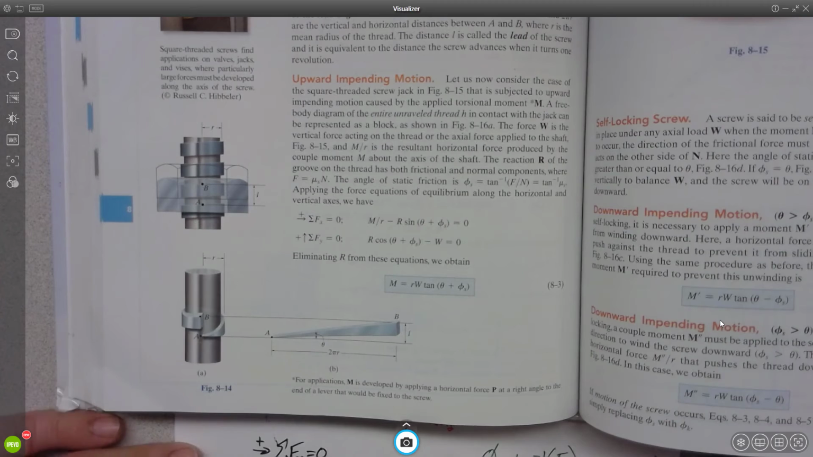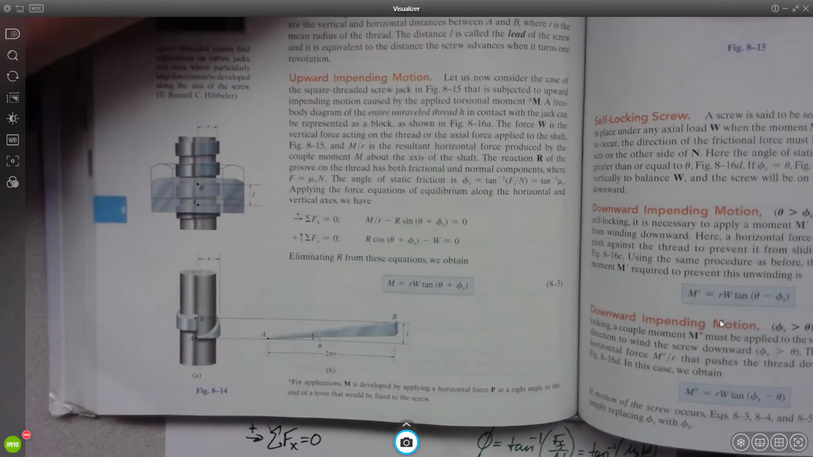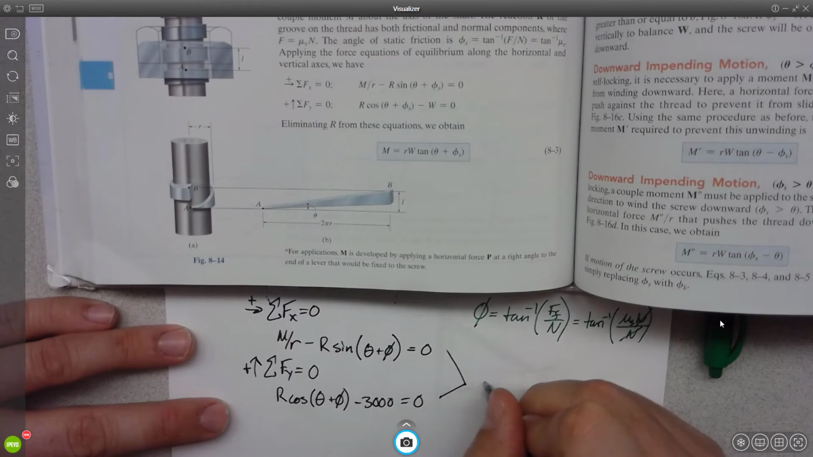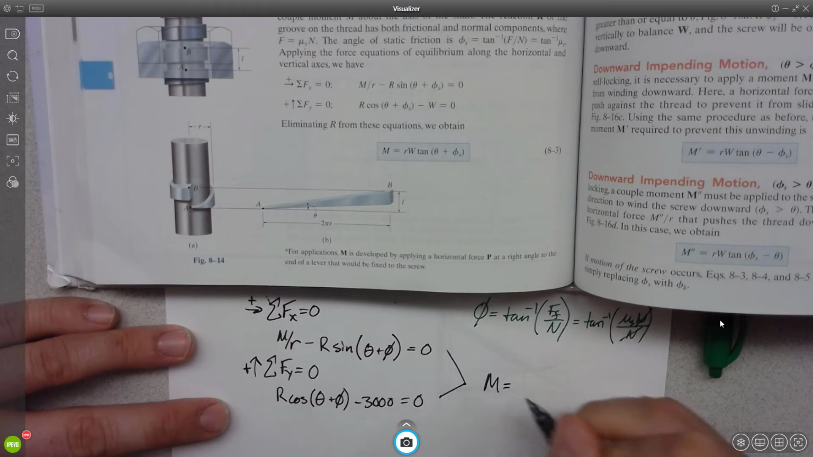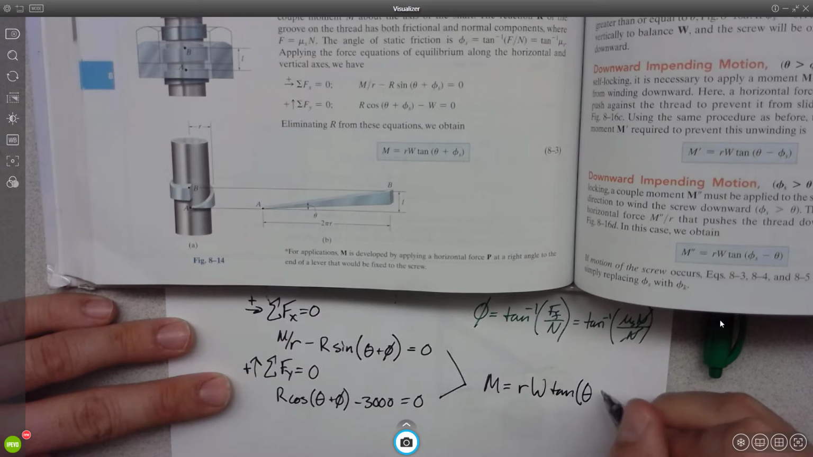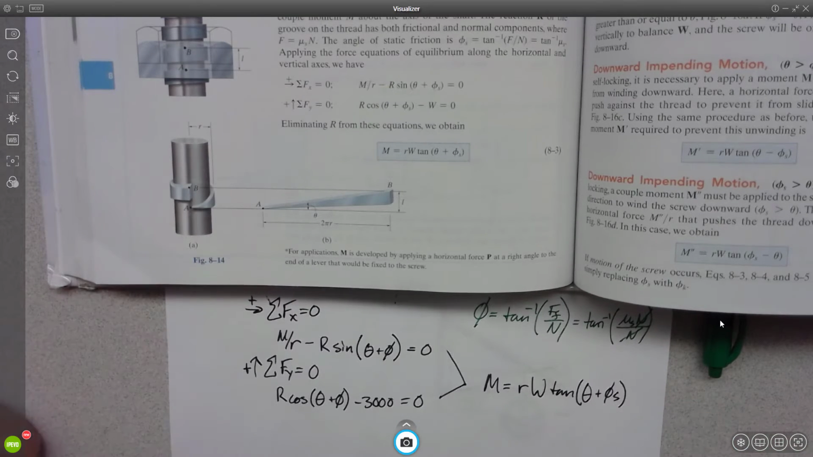What we're doing is we can combine these two equations. We're combining these two equations to say that the moment, what we're trying to solve for, is equal to R times the weight times the tangent of the angle of the ramp plus the angle of static friction. Okay?